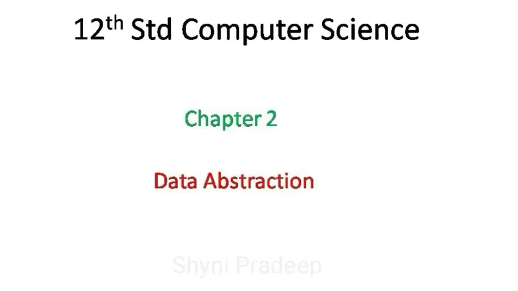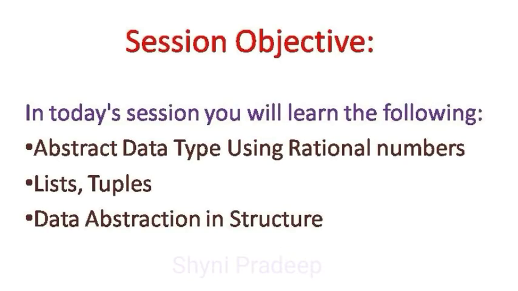Hello students, in this session we are going to learn 12th Standard Computer Science second chapter Data Abstraction. The main concept you are going to learn in this session: representation of abstract data type using rational numbers, list, tuples and data abstraction in structures.